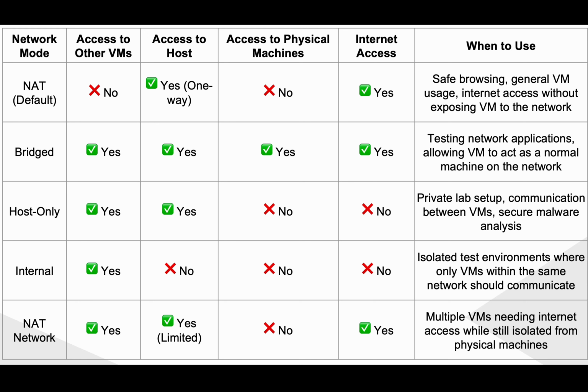There is another mode available to us, which is internal mode. Here, access to other VMs is allowed, but everything else is restricted. It suits isolated test environments where only VMs within the same network can communicate. There is another mode available in some hypervisor solutions, which is NAT network. In this, access is available to other VMs, to the host and internet, but access to the physical machine is restricted. Multiple VMs needing the internet access, which are still isolated from the physical machines, use NAT network.